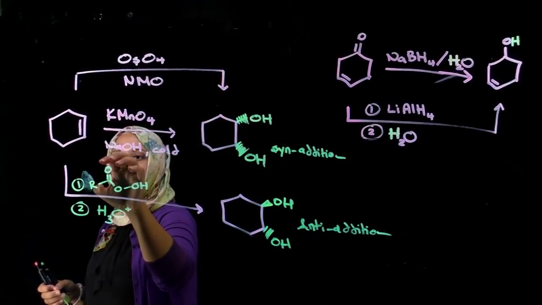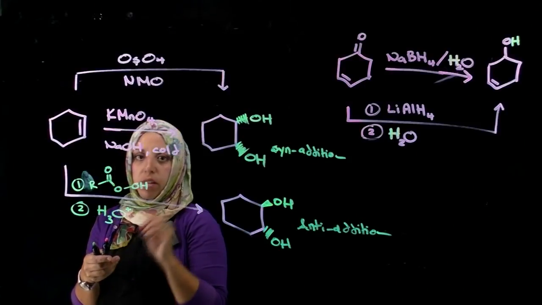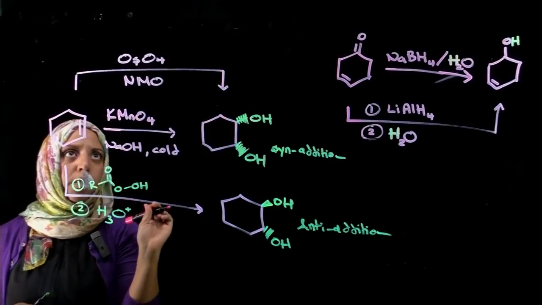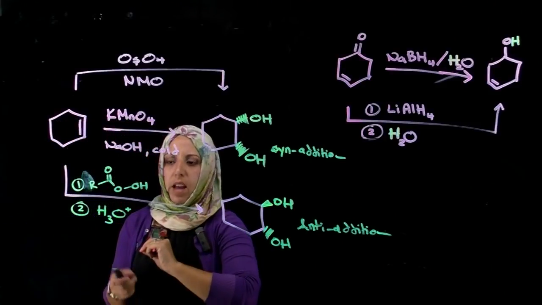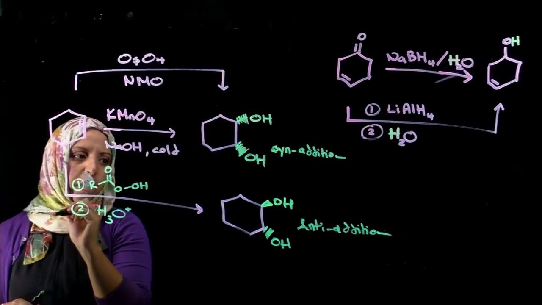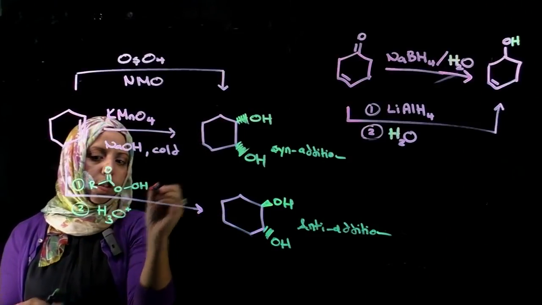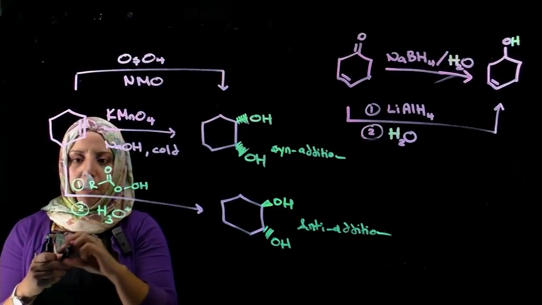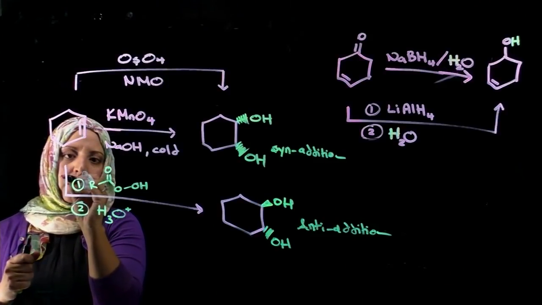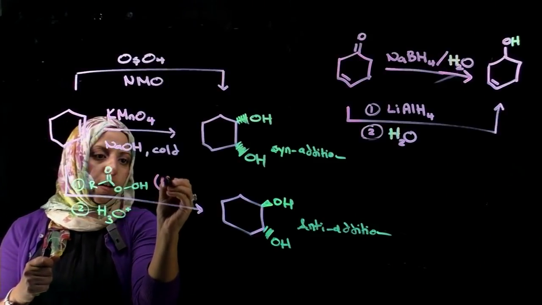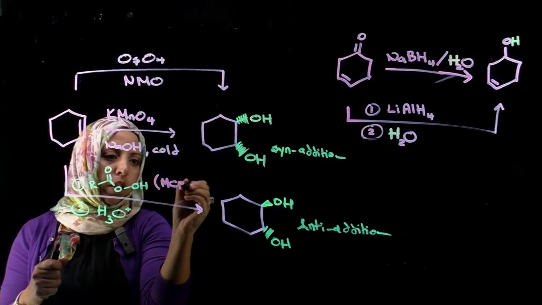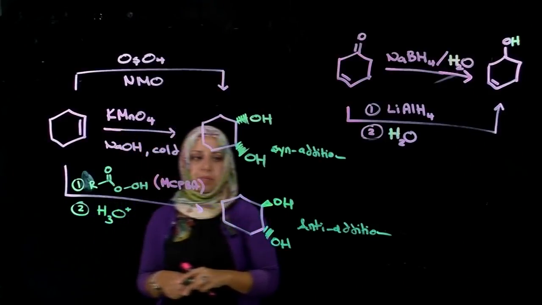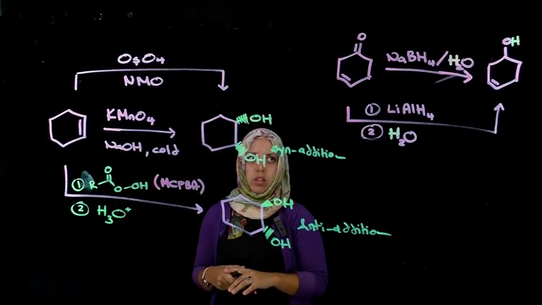One well-known peroxy acid that is used is meta-chloroperoxybenzoic acid, and that particular reagent could be abbreviated MCPBA. I'm just going to write MCPBA, right? MCPBA is an example of a peroxy acid. Okay, so we get an anti-addition.